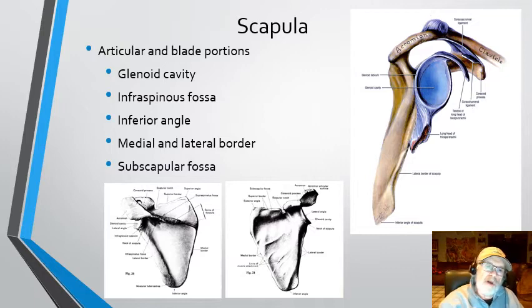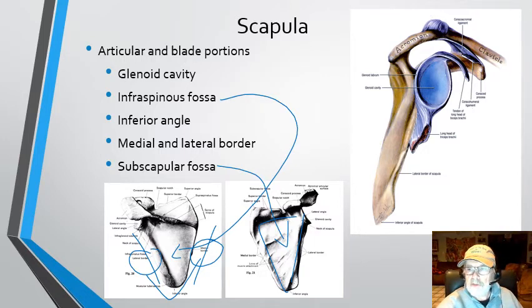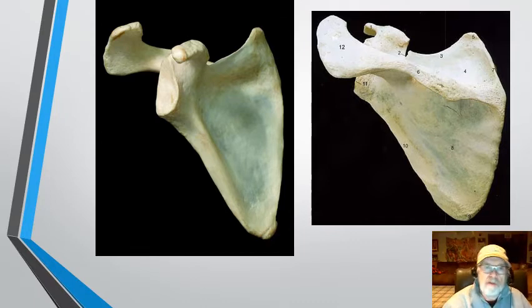The infraspinous fossa, we talked about that a little bit before, is that area right there. Here's my inferior angle. Again, this is going to be my lateral border, this is my medial border here, and the subscapular fossa would be this area in here. Okay, so pretty much what we talked about a little bit before. This is just looking at real bones, and if I look at that, I can see exactly what we saw here. I'll point everything out to you.